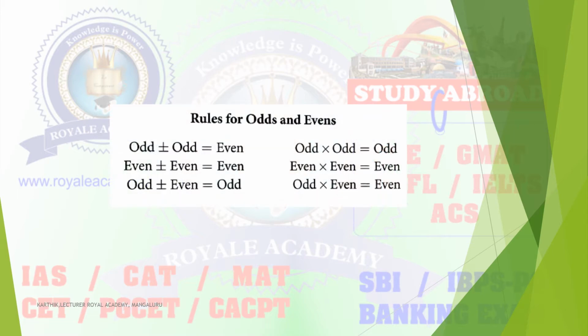So odd plus odd is always even. Even plus even is even only. Odd plus even is odd. Then odd into odd is always odd. Even into even is even, odd into even is equal to even. These are the product rules, and the others are the subtraction and addition rules.